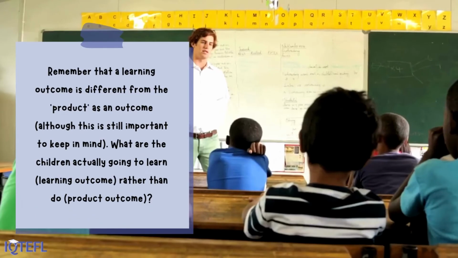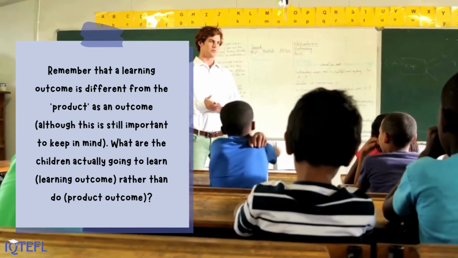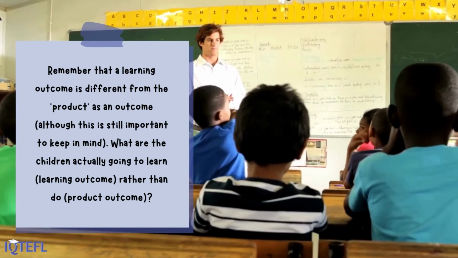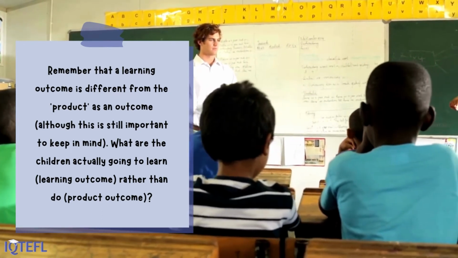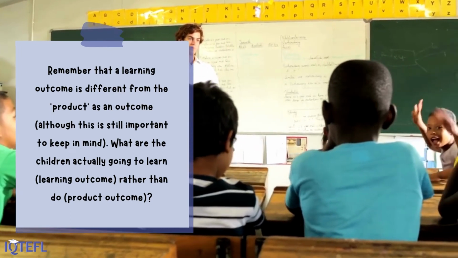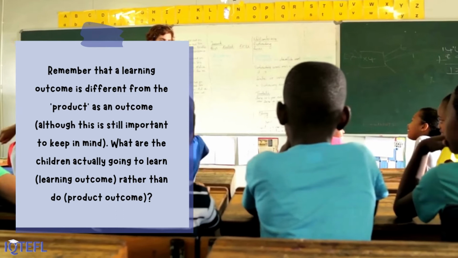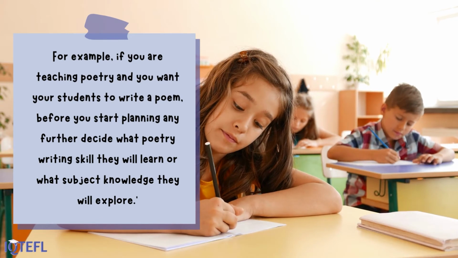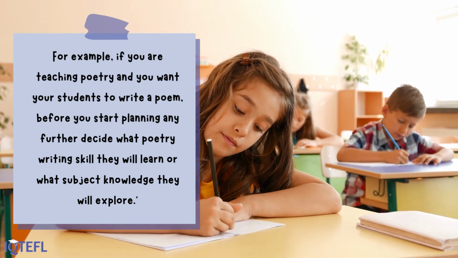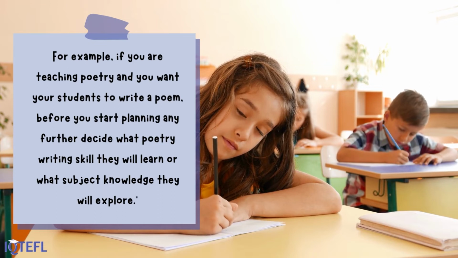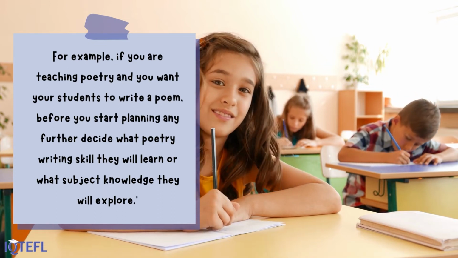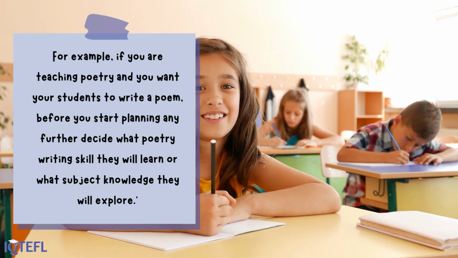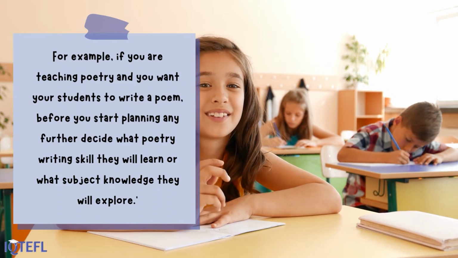Remember that a learning outcome is different from the product as an outcome, although this is still important to keep in mind. What are the children actually going to learn? Learning outcome rather than do, product outcome. For example, if you are teaching poetry and you want your students to write a poem, before you start planning any further, decide what poetry writing skill they will learn or what subject knowledge they will explore.